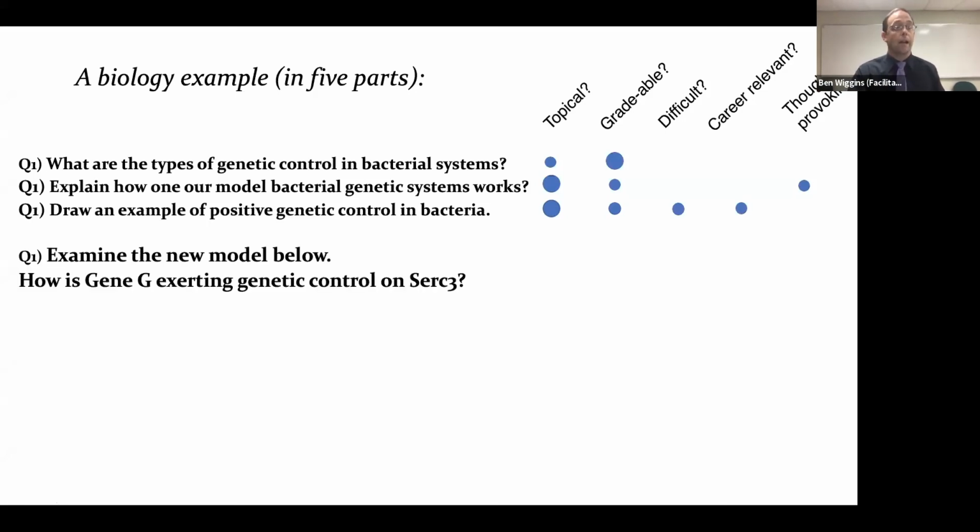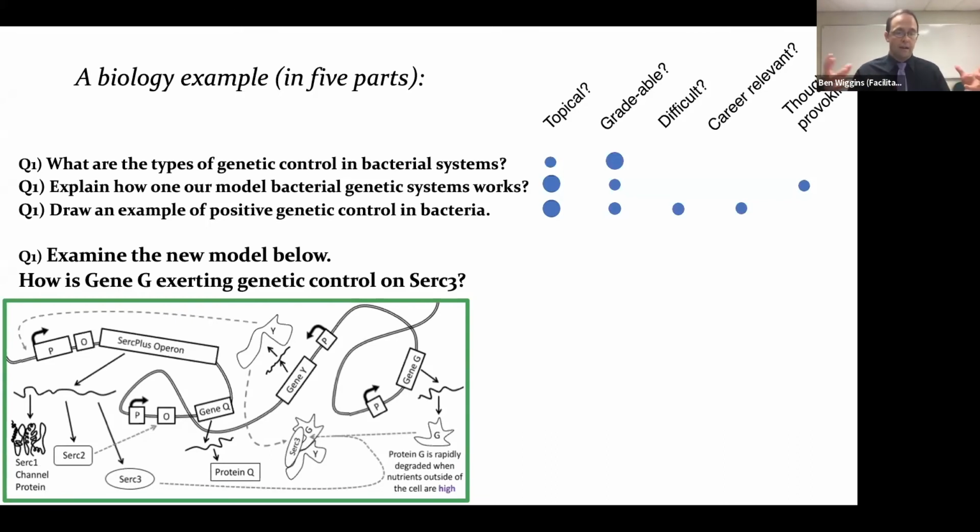Okay, how about this one? I'm going to give them a new model. So here is gene G in a diagram where it's exerting genetic control on circuit C. If you don't know anything about biology and genetics, that's fine, because this thing doesn't exist. I made it up. But it uses some of the same principles of how genes are transcribed and translated and impact each other. I'm giving them a scenario where they can then work into a new system and give me specifics. Oh, I figured this thing out. I redrew it for myself and I tried to understand, what is gene G actually doing?